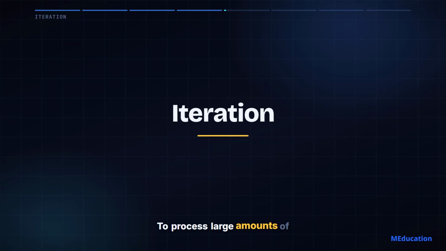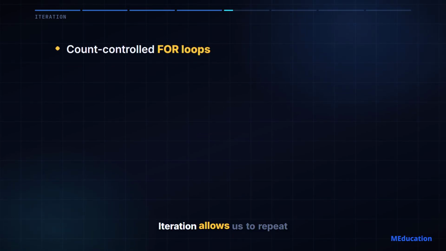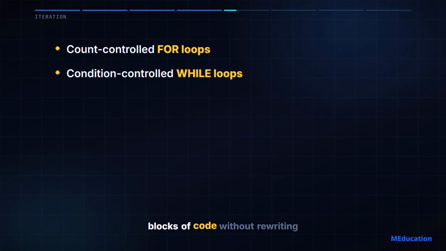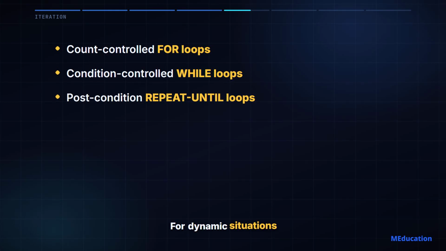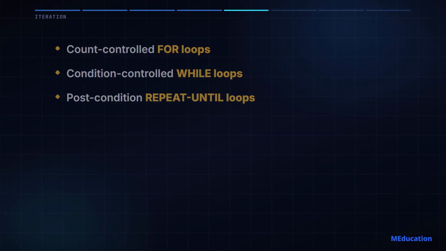To process large amounts of data efficiently, we use iteration. Iteration allows us to repeat blocks of code without rewriting them. You will master count-controlled for loops for when you know the exact number of repetitions. For dynamic situations, you will use condition-controlled while and repeat until loops. You will learn to select the correct loop structure for any problem and trace variable changes flawlessly.